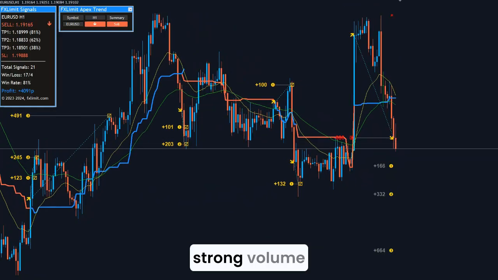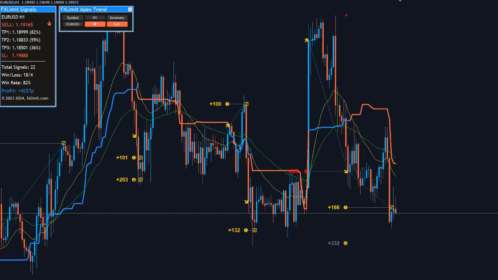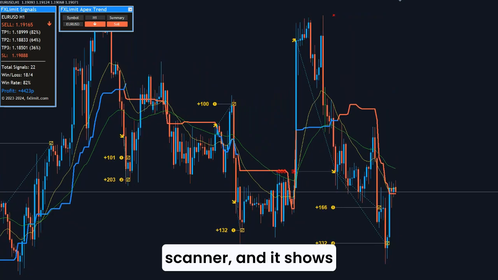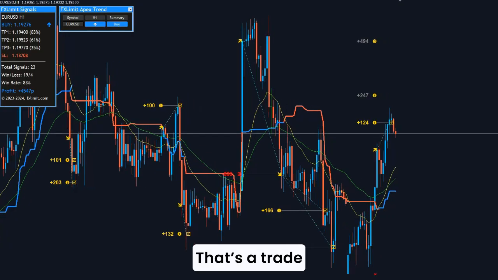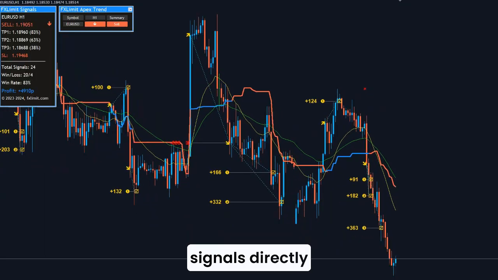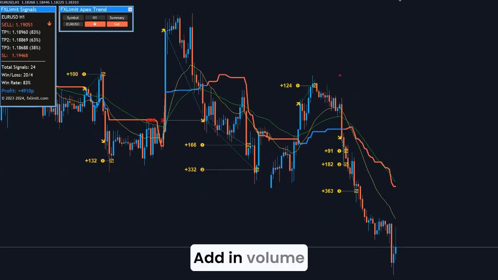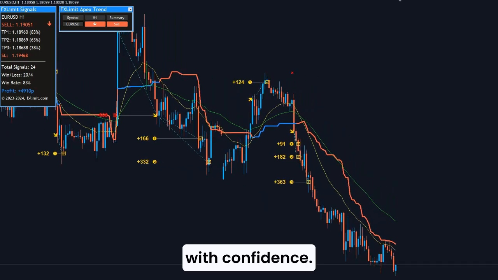Let's say you notice strong volume on a pair like GBP-JPY during the London Open. You check your scanner, and it shows a new uptrend signal with a 75% success rate. That's a trade worth considering. What's even better is being able to check entry and exit signals directly on the chart. Add in volume interpretation, and suddenly you're not just guessing, you're trading with confidence.